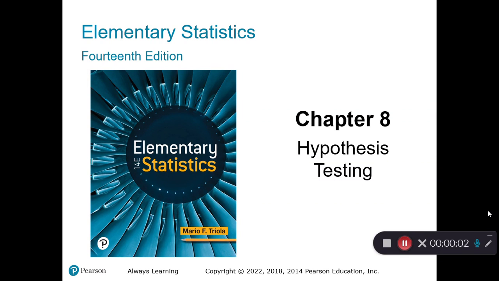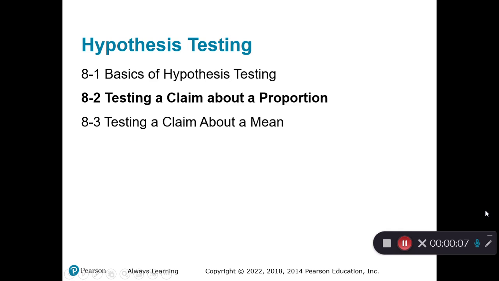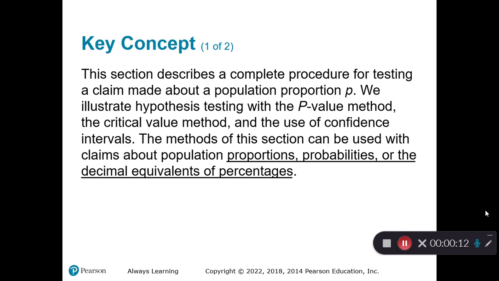We continue our work with hypothesis testing by focusing on problems where we're testing a claim about a population proportion. This section describes a complete procedure for testing a claim made about a population proportion, which we will denote with the lowercase letter p. We illustrate hypothesis testing with the p-value method, the critical value method, and the use of confidence intervals, although we will highlight the p-value method and the critical value method as the preferred methods.